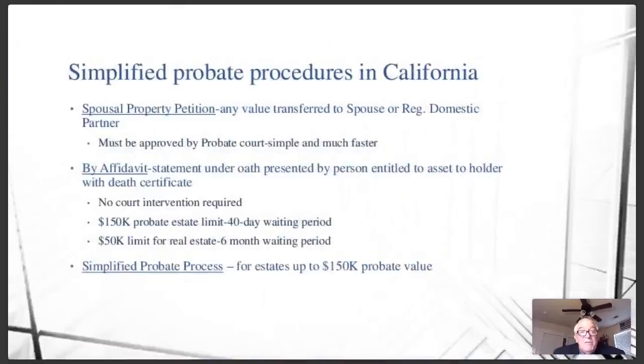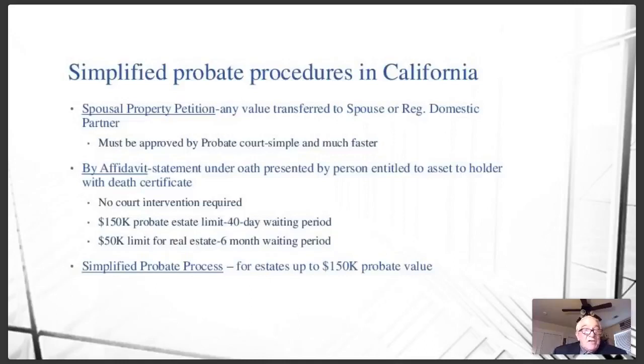There are some simplified probate procedures in California, so in certain situations, the probate process isn't overly painful. You can file a spousal property petition with the probate court and transfer all of your assets to your spouse or registered domestic partner. The transfer must be approved by the probate court, but it's a simple and much faster process.